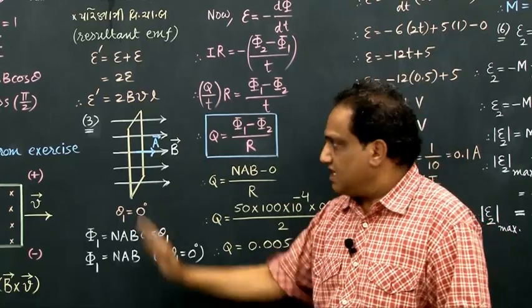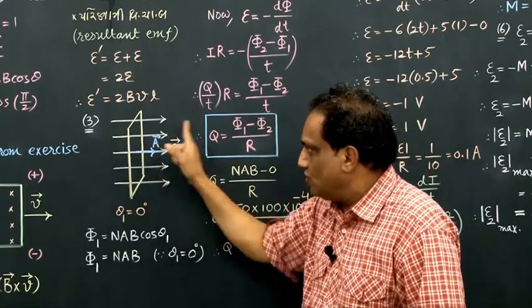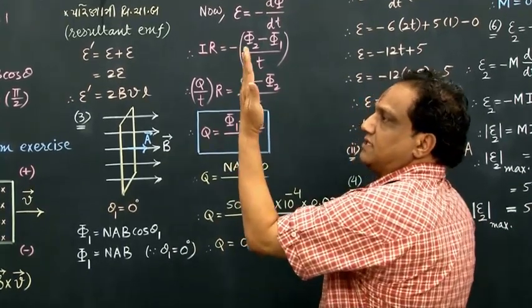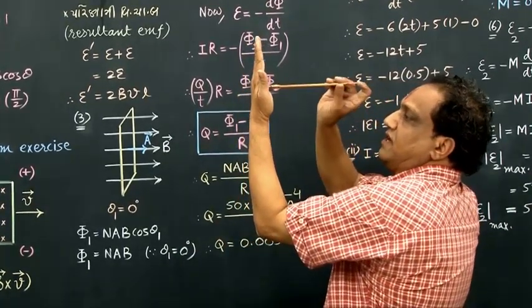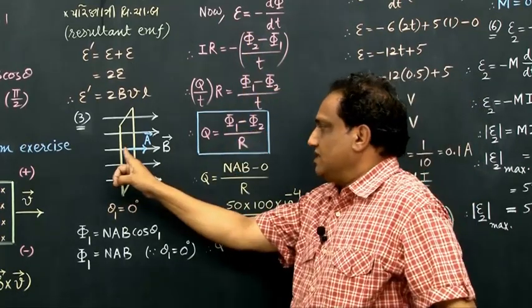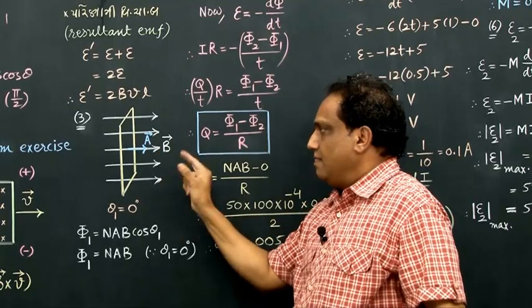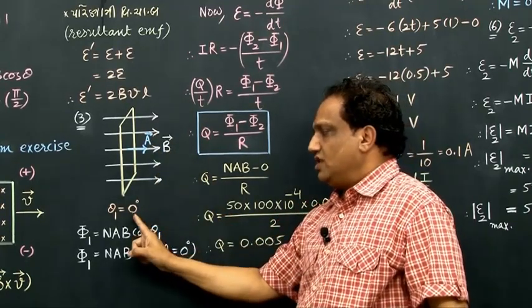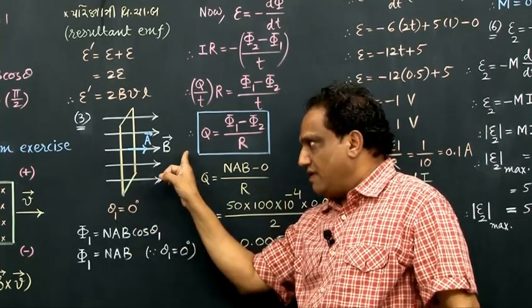One coil has its plane perpendicular to a uniform magnetic field. Tell me, if the coil is like this, how is the area vector? The area vector is like this, correct? Now tell me, this is the area vector, vector A, this is vector B. The angle between vector A and vector B is 0 degrees because they are in the same direction.